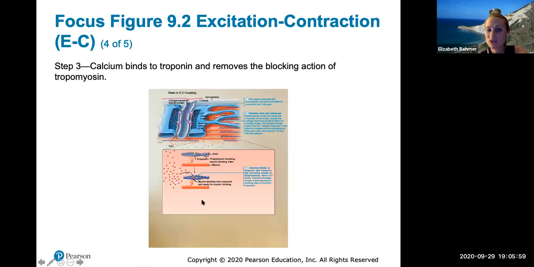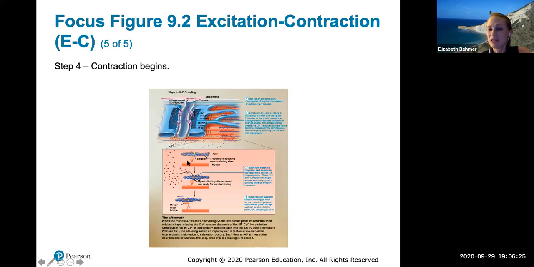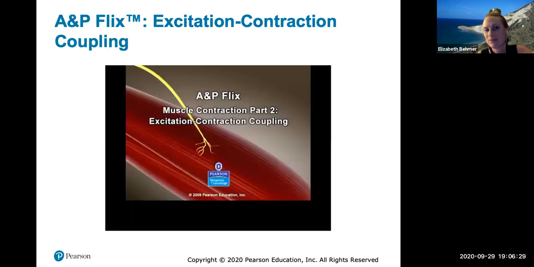Calcium will bind to troponin. And again, troponin is this little protein in yellow. So calcium is required to bind to troponin. And when calcium binds to troponin, it removes the blocking action of the tropomyosin, those spaghetti-like structures on the myosin binding sites. So when we get tropomyosin out of the way, the myosin heads can then bind to the actin. It'll slide the actin past it and contraction will begin.